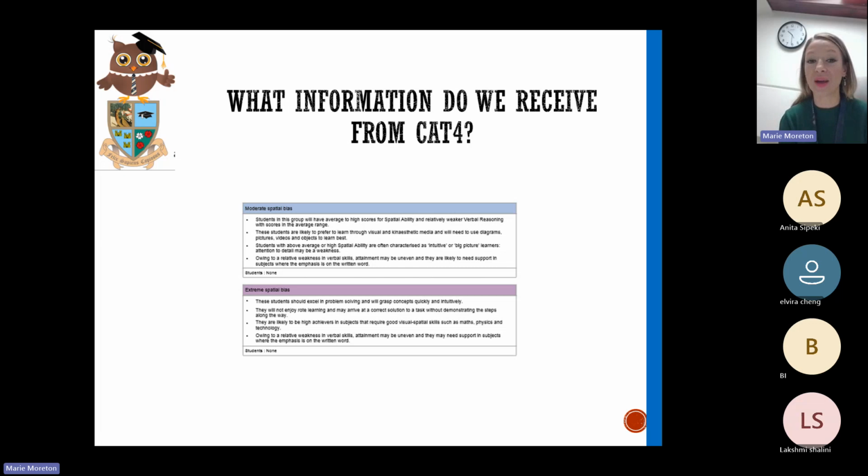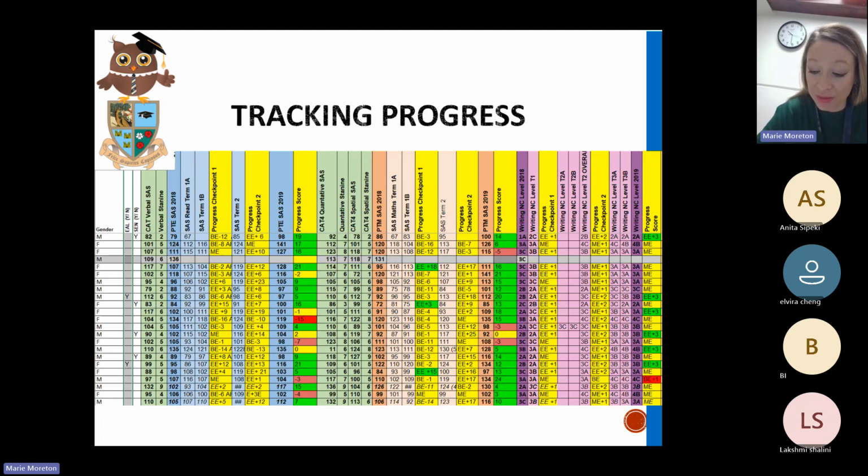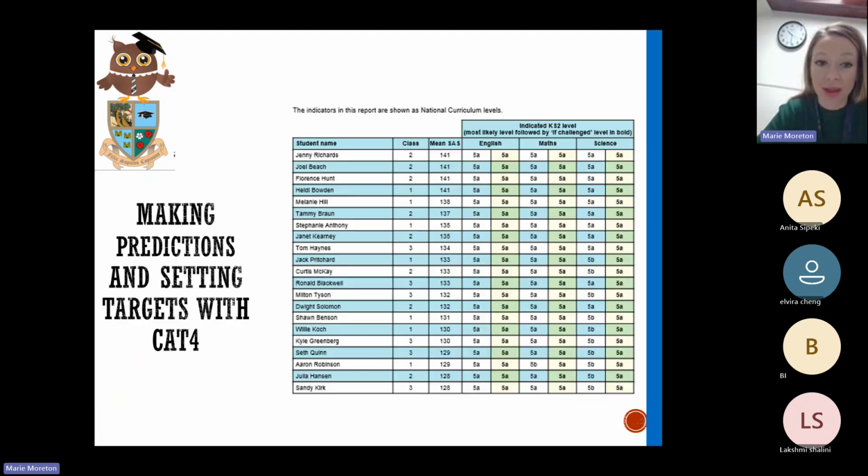That means that they will already be getting support for their verbal side through their EAL lessons. So we get this kind of prediction. It tells us what the CAT4 thinks the children will get at the end of Year 6, what kind of levels they will get at the end, if challenged as well.